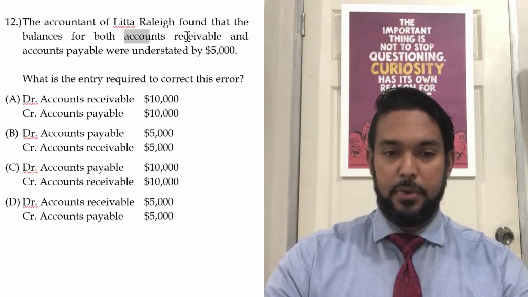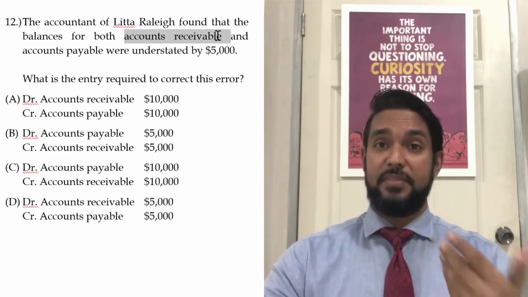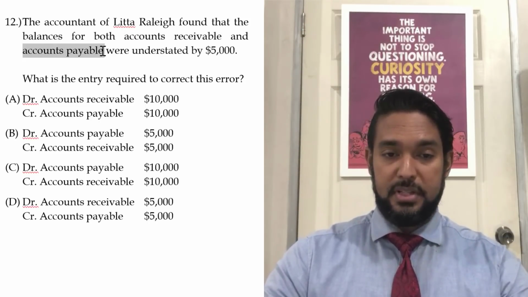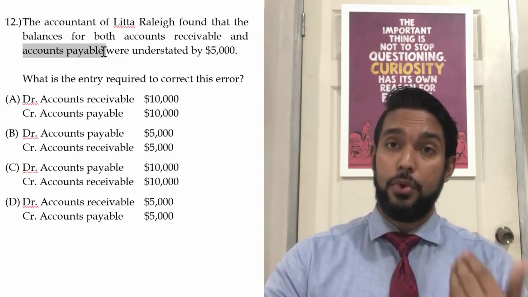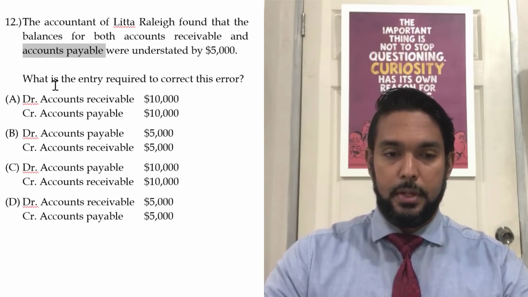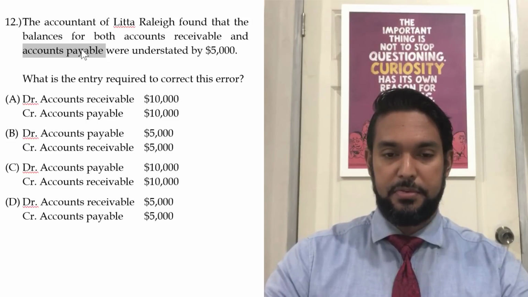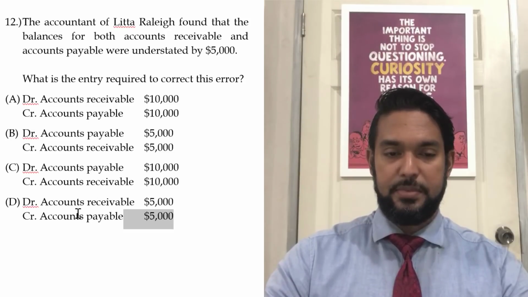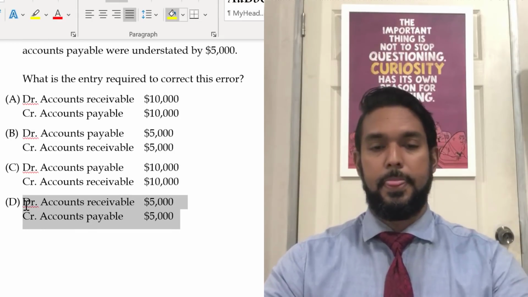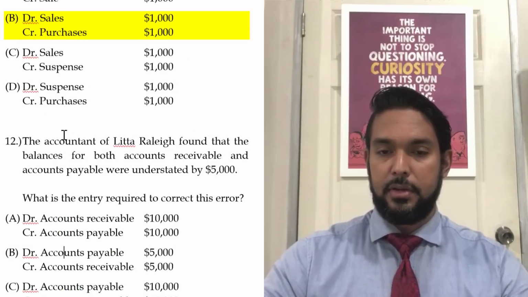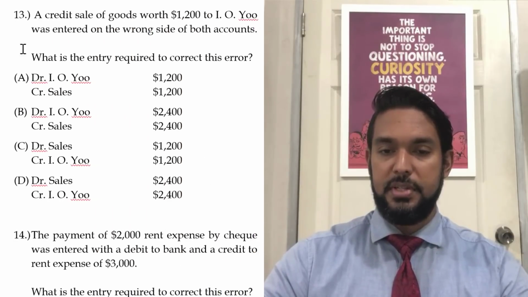Accounts receivable is an asset, so to increase an asset, you have to debit. Accounts payable is a liability. To increase a liability, you have to credit. So what is the entry required? We have to debit accounts receivable and credit accounts payable for 5,000. So we're looking at either B or D. Debit accounts receivable and credit payable is this one here. Going back up to number 13.